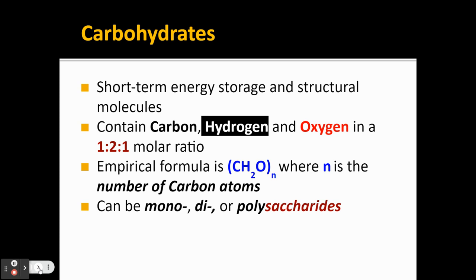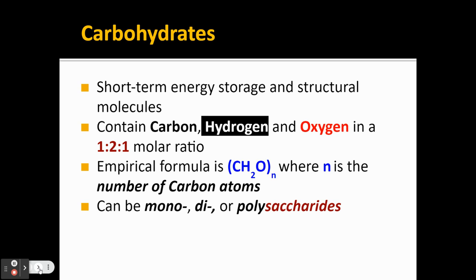One thing that all carbohydrates have in common is that they contain three elements: carbon, hydrogen, and oxygen. What I like to say is CHO, carbon, hydrogen, oxygen. They contain that carbon, hydrogen, oxygen in a 1 to 2 to 1 molar ratio. For example, glucose is C6H12O6. If you simplify that, that is a 1 to 2 to 1 ratio. The empirical formula is CH2O, as you can see, the number of hydrogens is doubled. And that little n subscript there stands for the number of carbons.